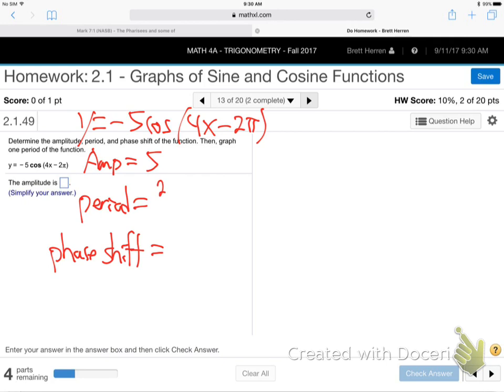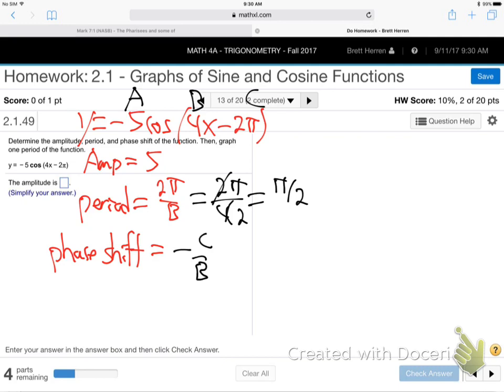Period is 2 pi over b. And by that, we mean this is A, this is B, this is C. So 2 pi over b, 2 pi over 4. Reduce that, that's pi over 2, right? Just reduce that fraction. 2 goes into 4 2 times. Period's pi over 2.